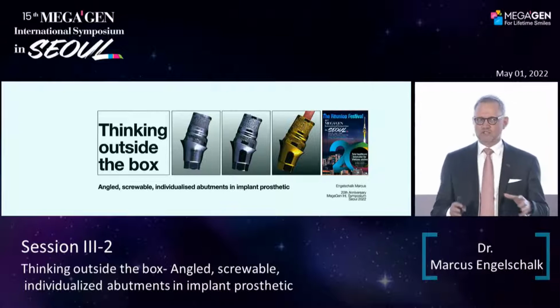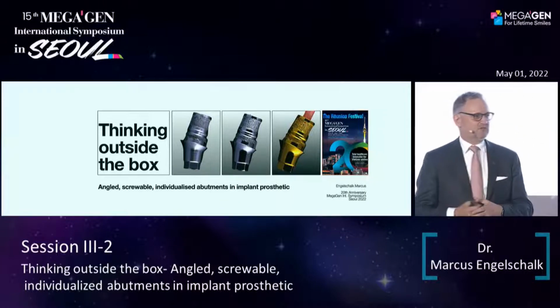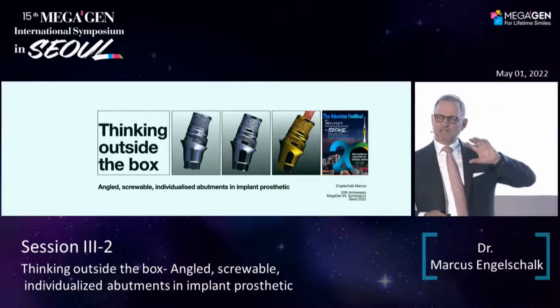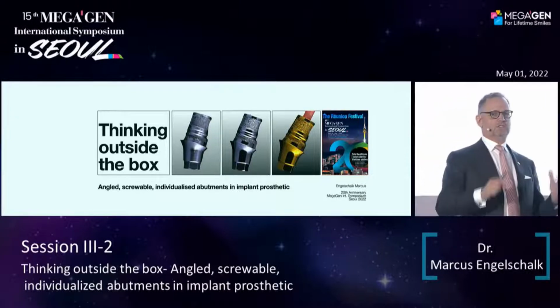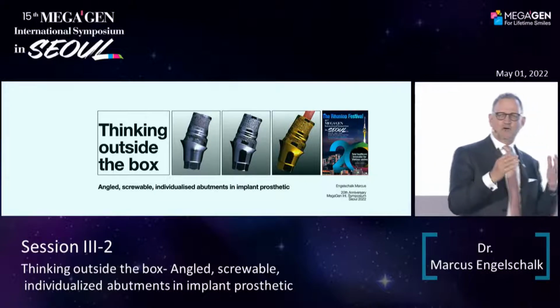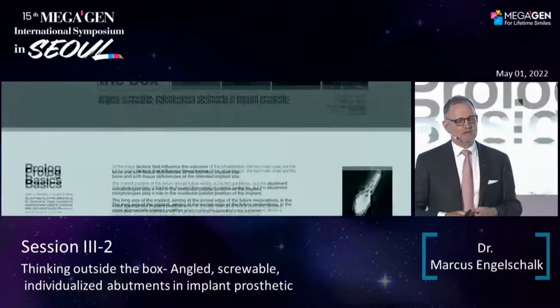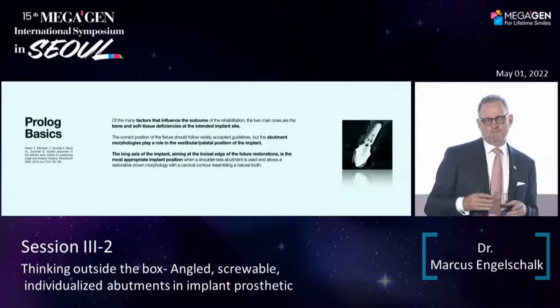Okay, now I want to shift a little bit from the bloody stuff to a more prosthetic topic. We want to think a little bit outside the box, because we talked so much about zero bone loss and how to place and leave the root, but nobody talked about the crowns, the abutments. And I want to do this today.